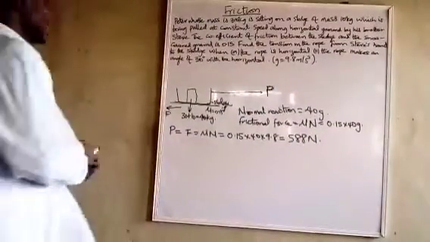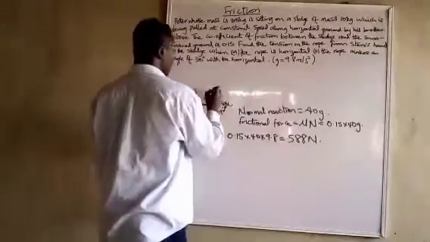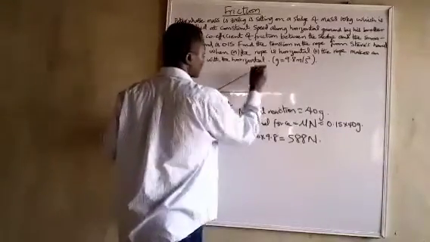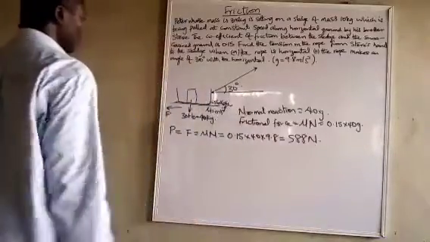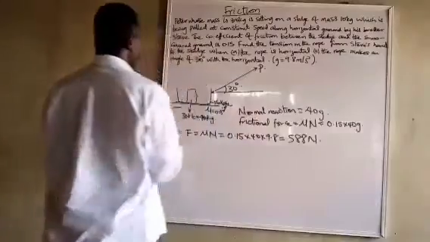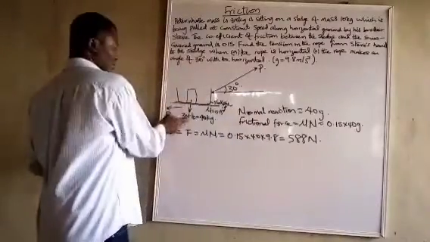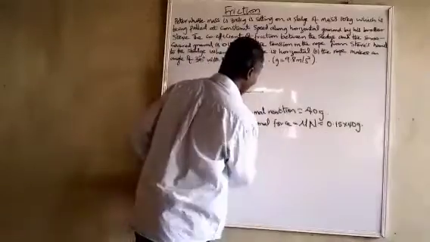Now we are told that P is now being projected 30 degrees to the horizontal. So, which means that it is now reducing the normal reaction that we ought to have. Now let's see how it will be.